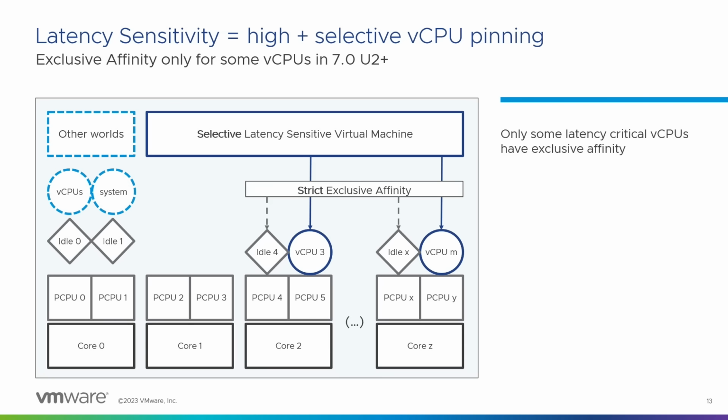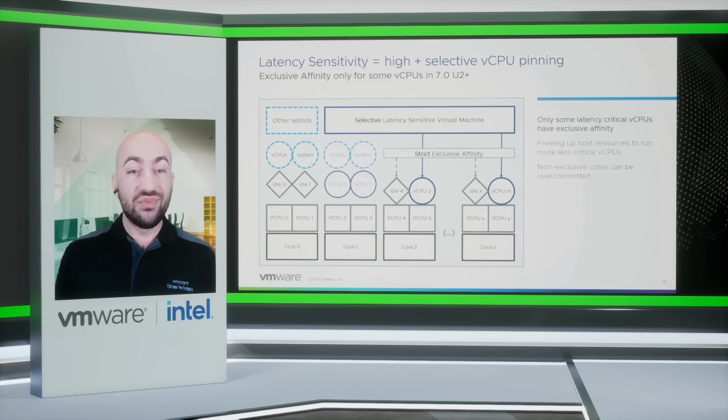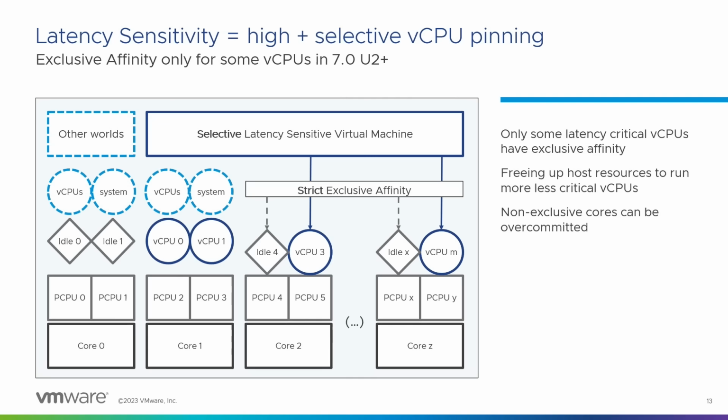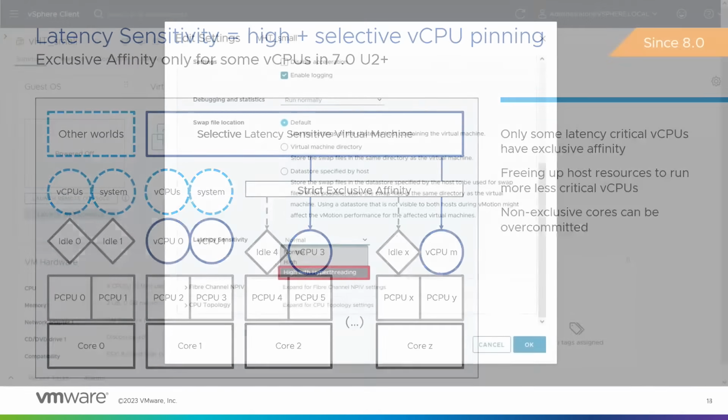What we also introduced with 7.0 Update 2 is the ability to only use that exclusive affinity for a subset of vCPUs, for example, wherever you run your DPDK cores. So you retain the ability to overcommit the capacity that otherwise would have been consumed, even though parts of the VM wouldn't necessarily need that. So you can cut down on the CPUs you have to grant to a specific workload.